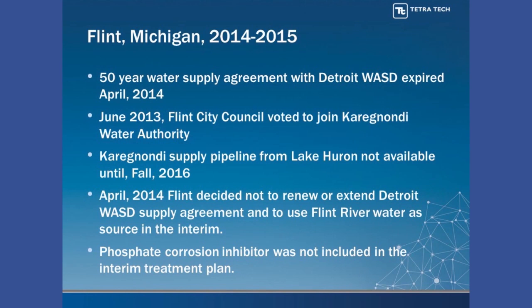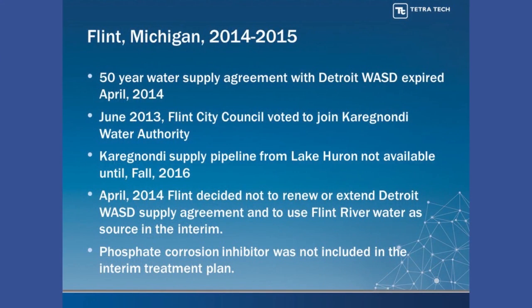A year in advance of that agreement expiring, the city council decided that they were going to break with the Detroit Water and Sewer service, and that they were going to join a new water authority, the Karegnondi water authority, which is building a new raw water supply pipeline from Lake Huron, interestingly running parallel to the Detroit pipe that was supplying the water currently. That pipeline is still under construction. It's not scheduled to be complete until the fall of this year.